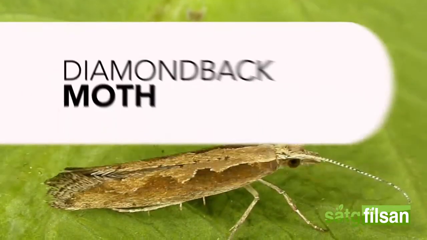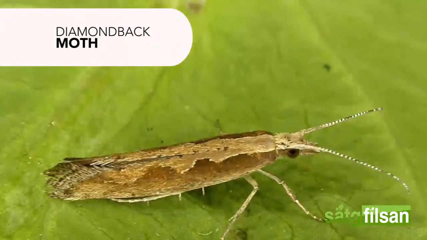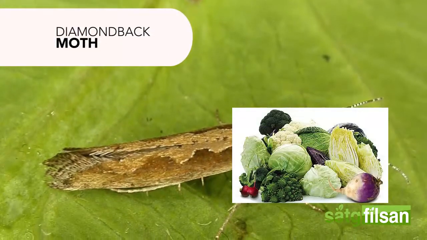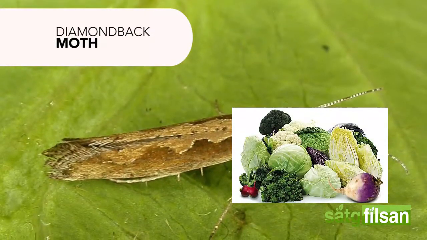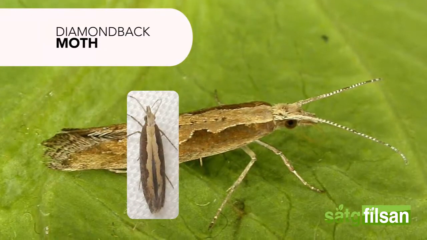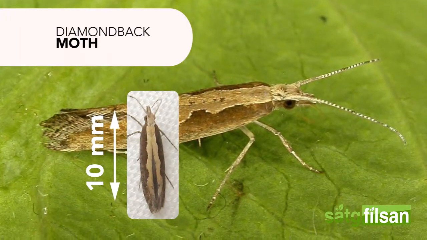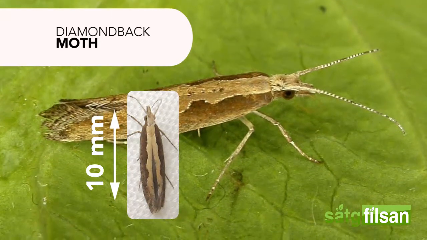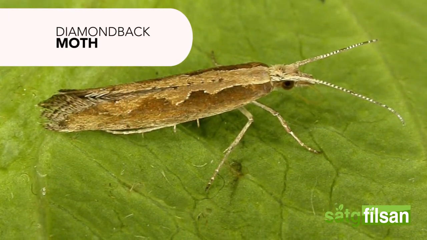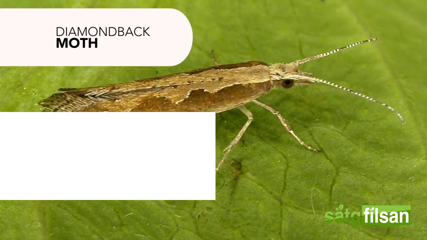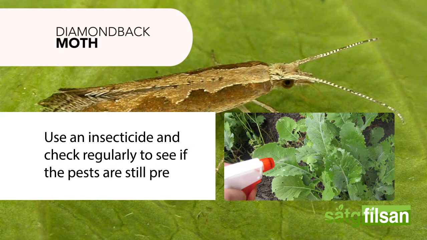Diamondback moths. The diamondback moth is a serious pest that attacks all cabbage species. The adult form is brown, about 10 millimeters long, and they feed on leaf tissue while making small holes in them. To manage these pests, use an insecticide and check regularly to see if the pests are still present.